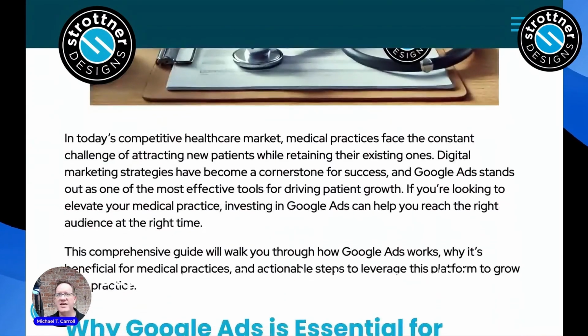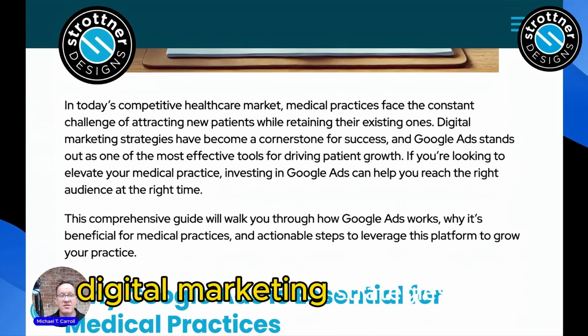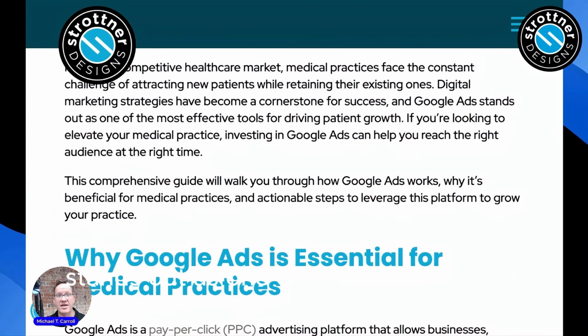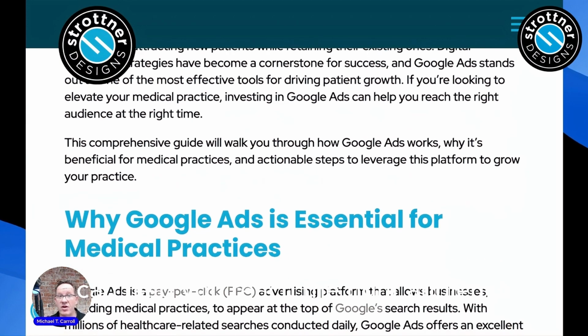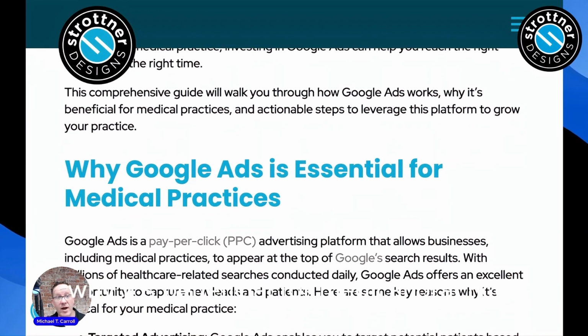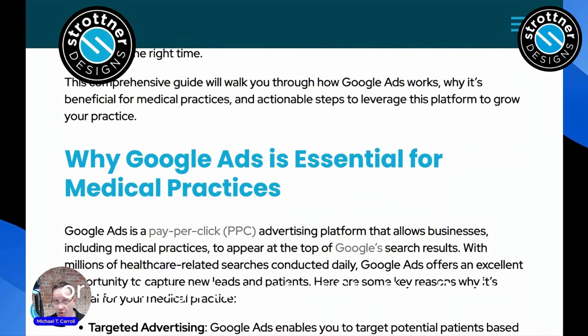So, in today's competitive healthcare market, medical practices face the constant challenge of attracting new patients while retaining their existing ones. Digital marketing strategies have become a cornerstone for success, and Google Ads stands out as one of the most effective tools for driving patient growth. If you're looking to elevate your medical practice, investing in Google Ads can help you reach the right audience at the right time. So this guide is going to walk you through how Google Ads work, why it's beneficial for medical practices, and actionable steps to leverage this platform to grow your practice. Or, as always, to contact Strottner Designs so we can leverage this platform to grow your practice.